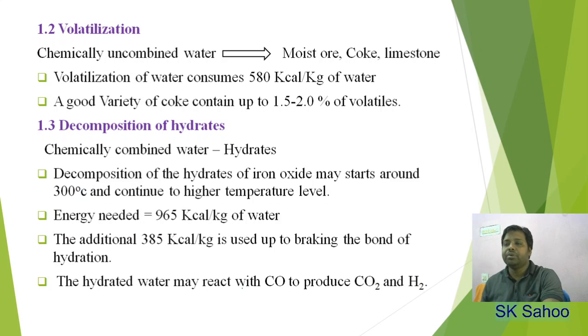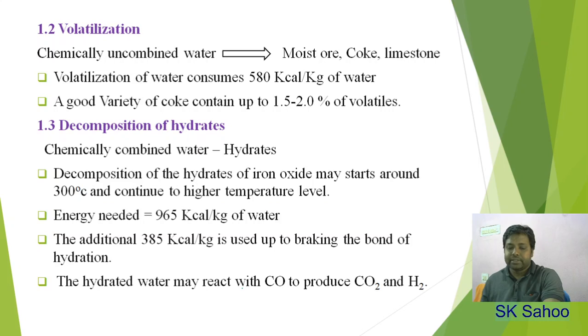And also we know that a good quality of coke has about 1.5 to 2% of volatiles. So these have to be eliminated, or are eliminated, during the top part of the blast furnace. Somewhere it may be treated as drying, somewhere it is also called drying.